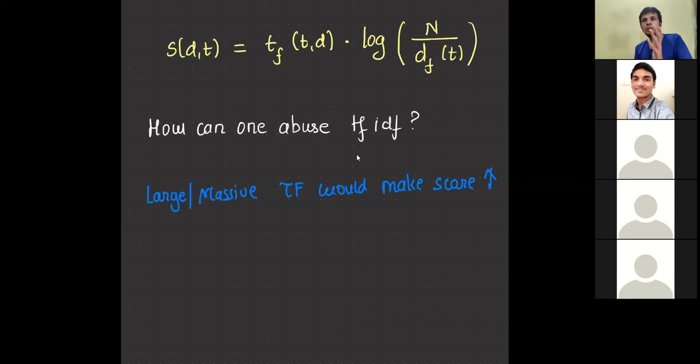It's all about intuition. So if someone is trying to abuse TF-IDF, then your intuition would say that if someone is trying to get the document up, then it would have a very high term frequency.